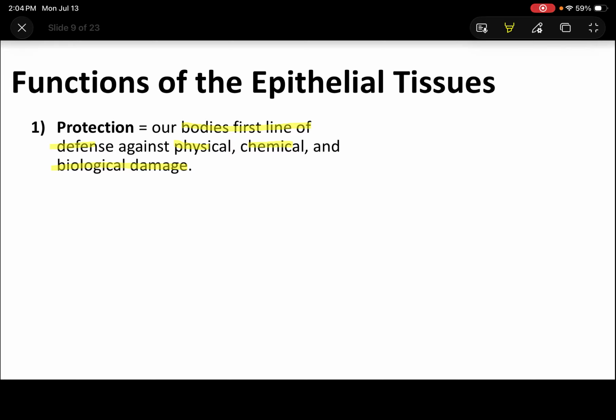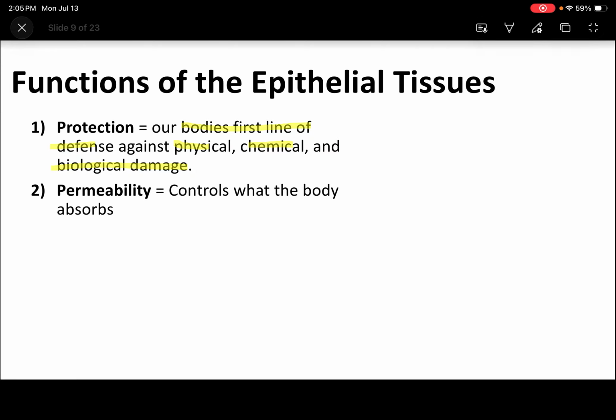Epithelial tissue is also really important for permeability. This is going to be controlling what our body absorbs. So our skin cells are permeable to certain things. So we have to be careful about what things we're touching and when we have to wear gloves. This is important in organ linings, right? If we're talking about the lining of the stomach, we want certain things to be able to get out of the stomach and certain things to stay in. So the epithelial tissue is really going to control permeability. It's going to control what's coming in and out of that certain area.